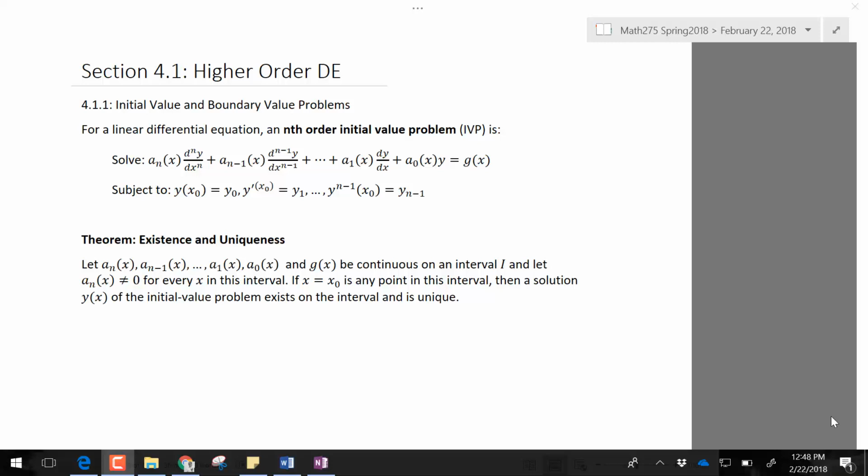So, initial and boundary value problems. We've talked about initial value problems, but it turns out that when you have a higher order differential equation, there's a possibility for a boundary value problem where they give you information about boundaries instead of just what's happening at the initial part.